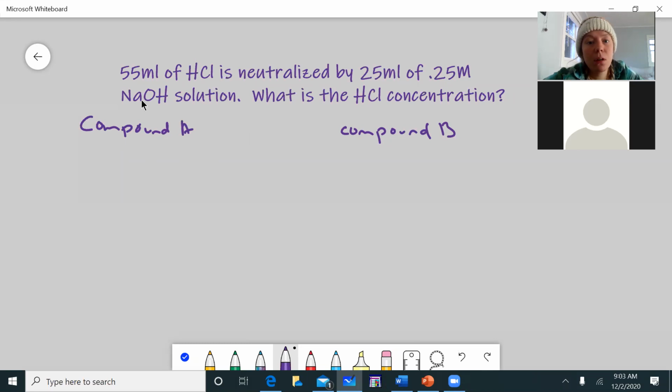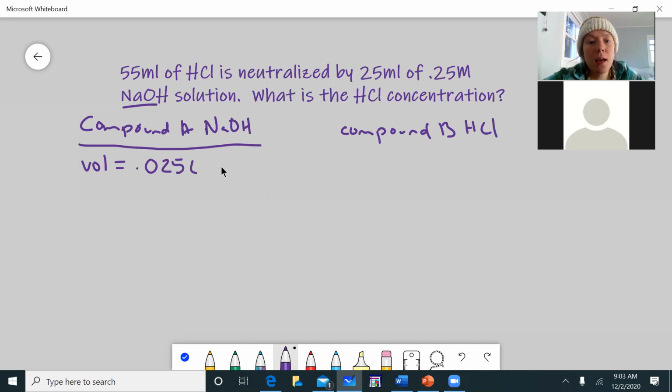Okay, so compound A, what we have more information on is our NaOH. So I'm going to put the NaOH here and put the HCl over here as our compound B, or where we're headed towards. What do I know about compound A? I know its volume, which is 25 milliliters. I'm just going to right off the bat convert that to 0.025 liters. Move the decimal over 1, 2, 3. So 0.025 liters of the NaOH.